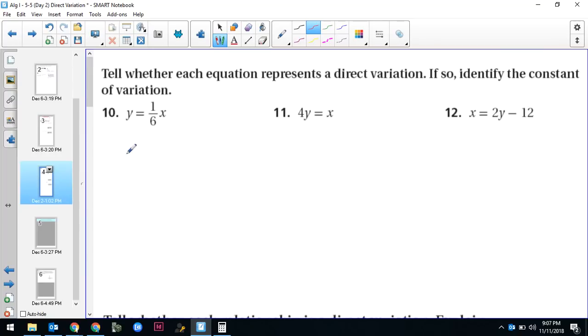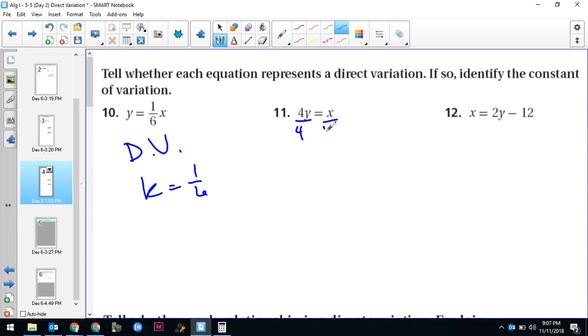Okay, let's keep it rolling. So just kind of starting over with these problems. So is that a direct variation? Yeah, that is a direct variation. K is 1/6. No addition or subtraction signs. This, well, I don't know yet.